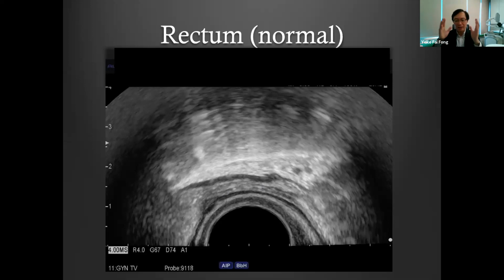Okay, it is collapsed because the patient has been bowel prepped. She's passed motion, so the rectum actually is collapsed and actually quite flat. Especially when you press down, the rectum will stretch out and it looks a bit more thin.